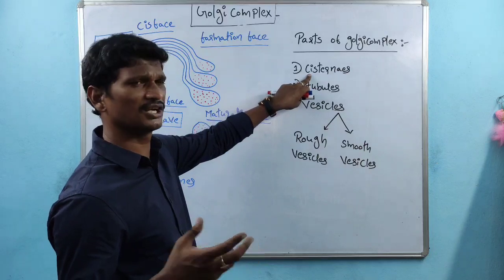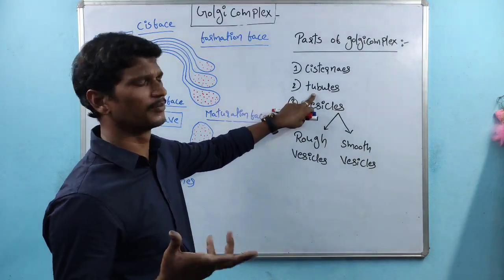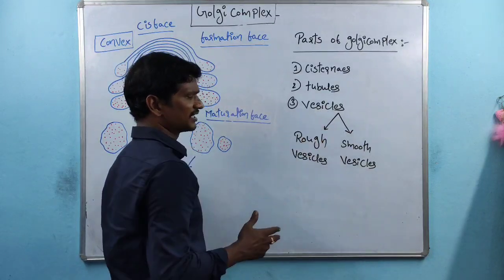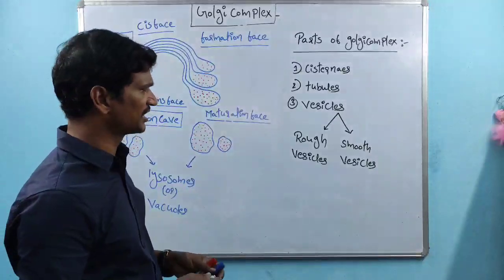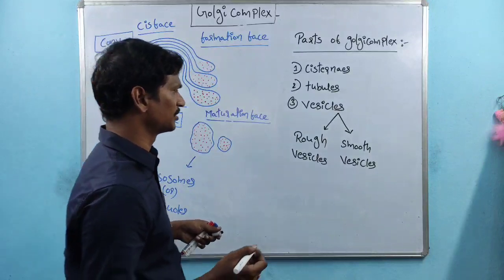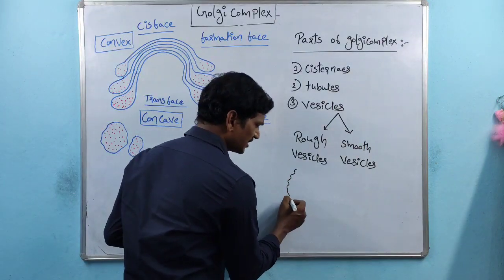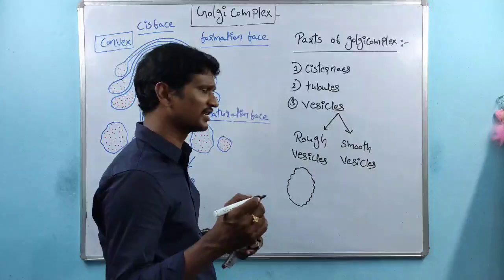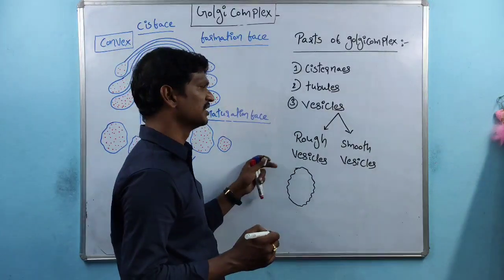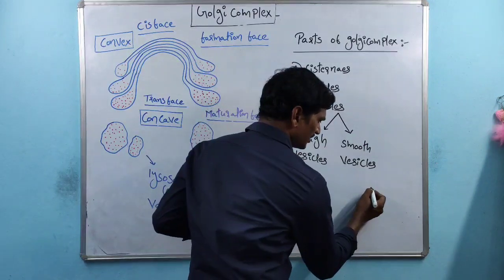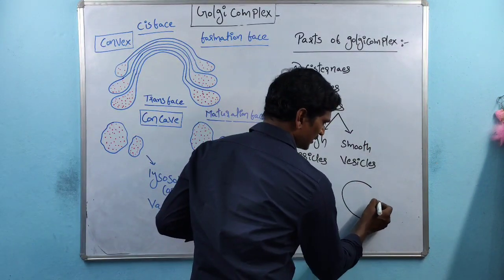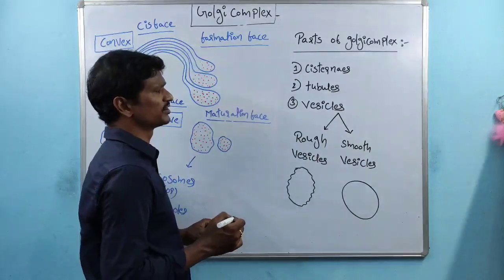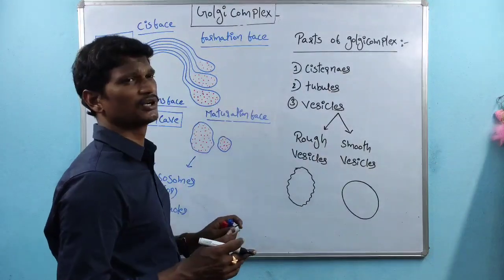See, especially cisternae are unbranched, but tubules are branched. And coming to the next one, vesicles are there. Here vesicles, again two types are there: rough vesicles and smooth vesicles. Rough vesicles indicates that the surface area of the vesicles is rough, so these are called rough vesicles. And whatever vesicles have a smooth surface area are called smooth vesicles. So these are the parts of the Golgi complex.